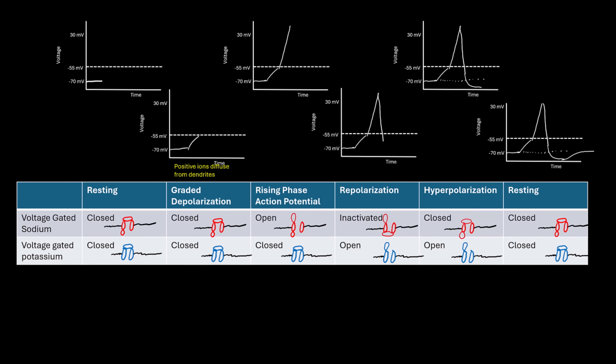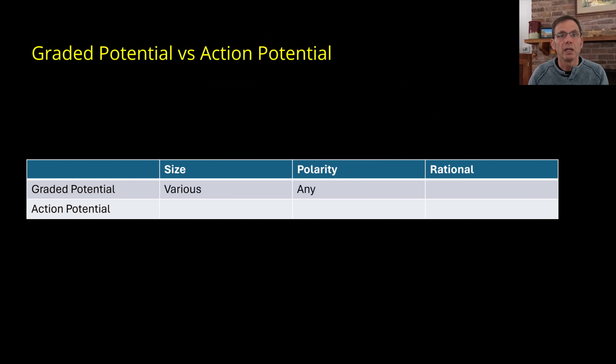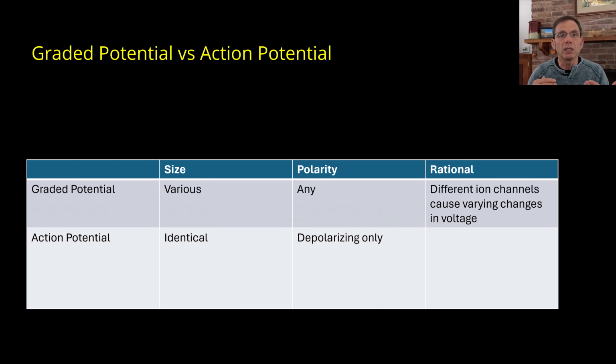There are two properties of action potentials that are different from graded potentials. Recall that graded membrane potentials could be different sizes, and they could be depolarizing or hyperpolarizing. Action potentials are all the same size and are only depolarizing. Graded membrane potentials could be different sizes, because a larger stimulus would cause a greater flow of ions across the plasma membrane and a greater change in voltage.